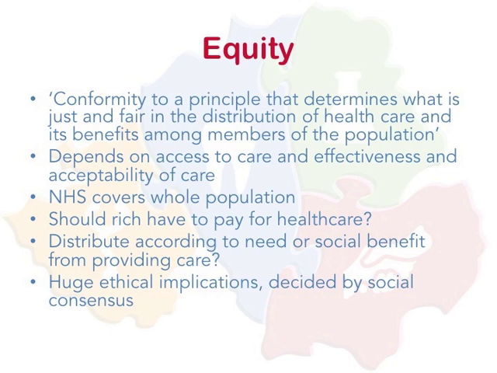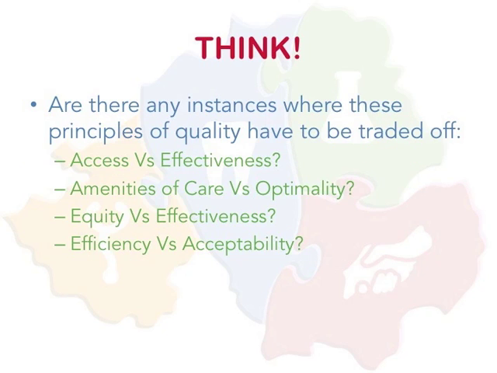And then you enter into a whole range of other debates, such as, in order to achieve equity, should the rich have to pay for healthcare so that the poor can get more healthcare out of the National Health Service? Would that be more equitable? So do you distribute healthcare according to the need or the social benefit from providing healthcare? Remember, there are huge ethical implications, and again, this is another region of healthcare that's decided by social consensus and the democratic process.